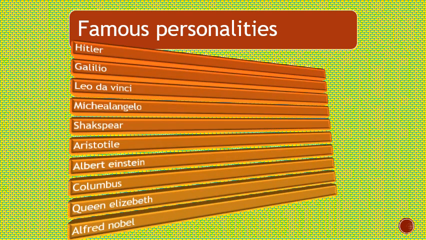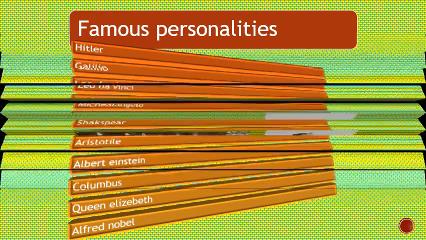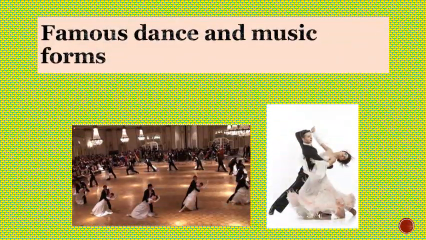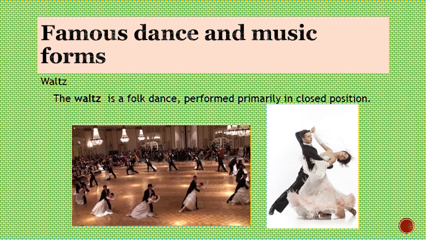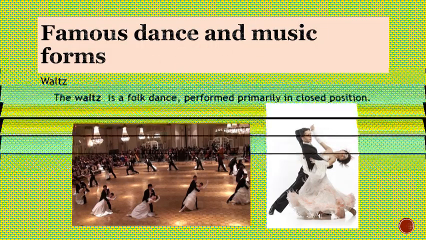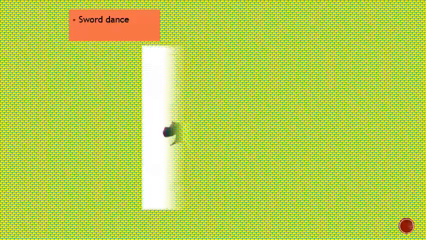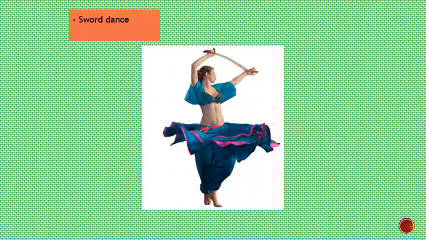Famous personalities: Hitler, Galileo, Leonardo da Vinci, Michelangelo, Shakespeare, Aristotle, Albert Einstein, Columbus, Queen Elizabeth, and Alfred Nobel were the major personalities. The famous dance is the waltz. The waltz was a famous dance performed primarily in a closed position. You can see in the image. The sword dance was one invented here.